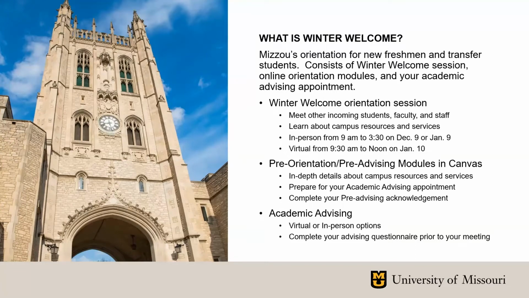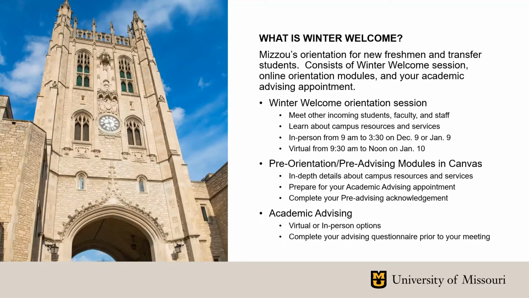The second step in the process are our pre-orientation and pre-advising modules that are located in Canvas, which is the university's learning management system. This is something that you're going to use throughout your time here at the university for all of your classwork. So now's a good chance for you to start getting a little bit familiar with it prior to that. And we're going to have a separate video that's going to go a little bit more in depth and describe how to use these modules.